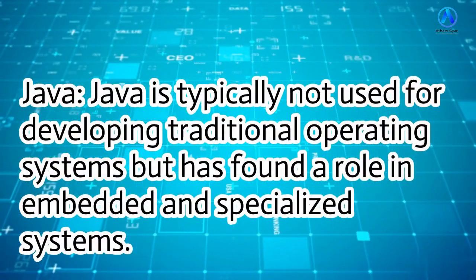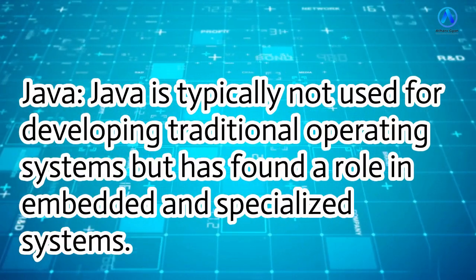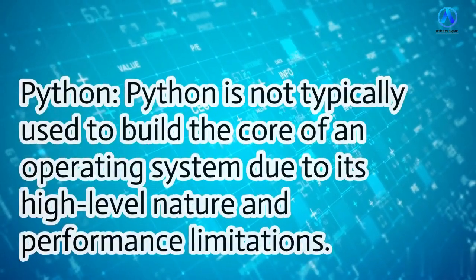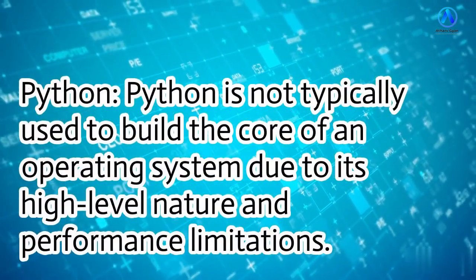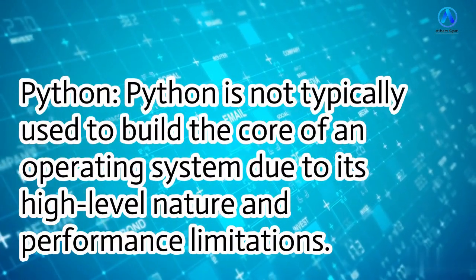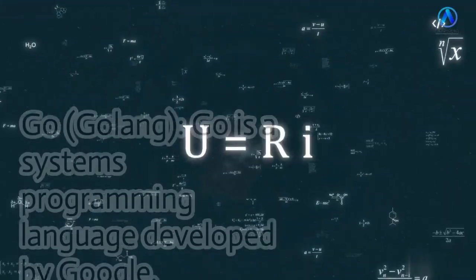Java is typically not used for developing traditional operating systems but has found a role in embedded and specialized systems. Python is not typically used to build the core of an operating system due to its high-level nature and performance limitations.